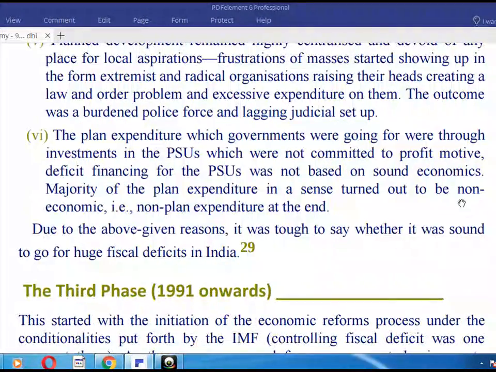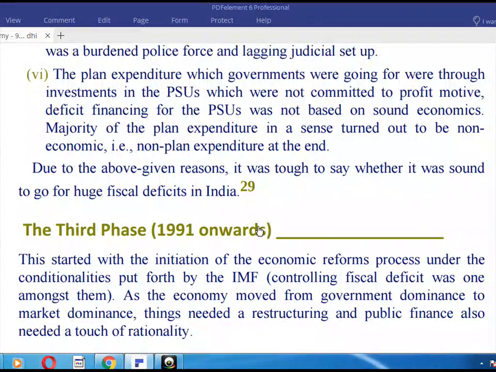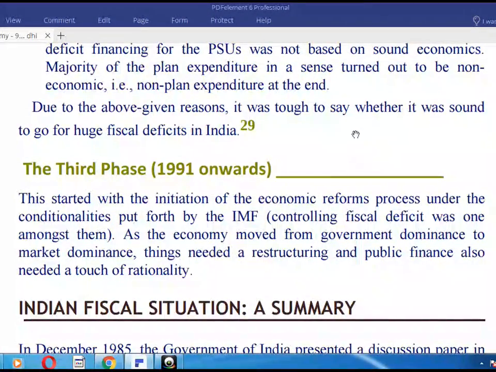The planned expenditure which governments were going for was through investments in the PSUs, which were not committed to profit, or deficit financing for the PSUs, which was not based on sound economics. A sound majority of the planned expenditure in a sense turned out to be non-planned expenditure at the end. Due to the above given reasons, it was tough to say whether it is sound to go for huge fiscal deficits.